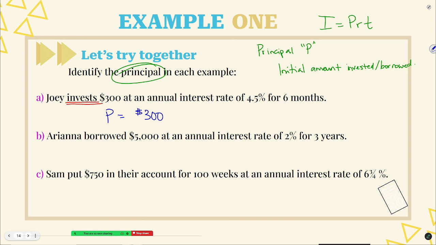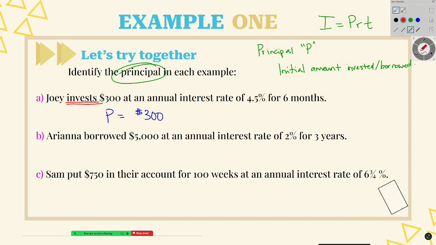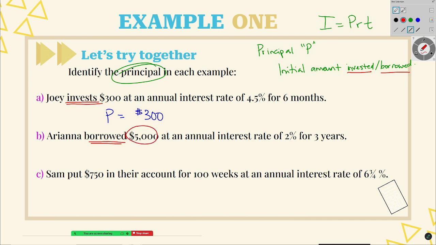So let's look at the second one. Ariana borrowed $5,000 at an annual interest rate of 2% for 3 years. Principal is the amount invested or borrowed. So we look for the key word, borrowed. How much did she borrow? $5,000. Joey invested $300. Ariana borrowed $5,000. That means our principal, P, equals $5,000. And that's it. Let's try one more.